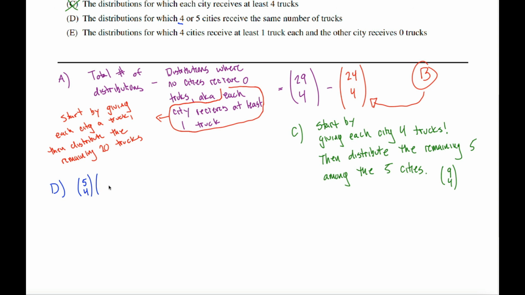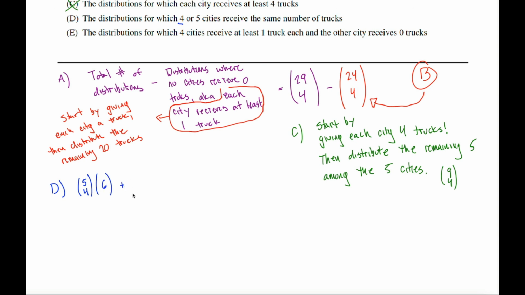But be a little bit careful here. You might think that that's 7 options, right? 0, 1, 2, 3, 4, 5, and 6. But one of those options won't work. We don't want to give 5 trucks to each of these 4 cities. Because if we do, then we'd have 5 trucks left for the 5th city. And we're currently counting the distributions for which exactly 4 of the 5 cities receive the same number of trucks. So these 4 cities can get 0, 1, 2, 3, 4, or 6 trucks. Sounds like 6 different options.